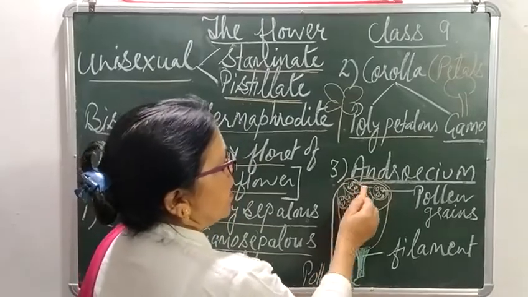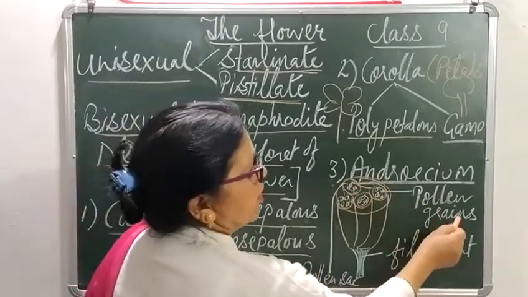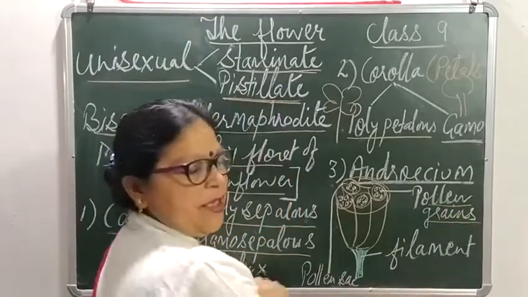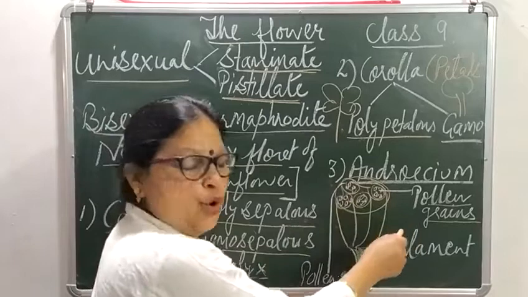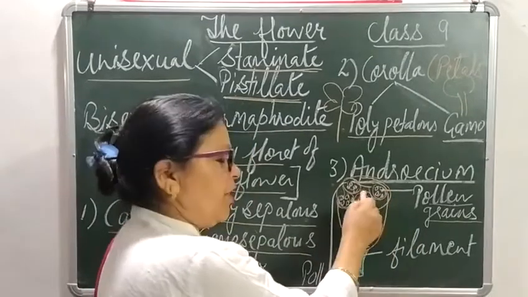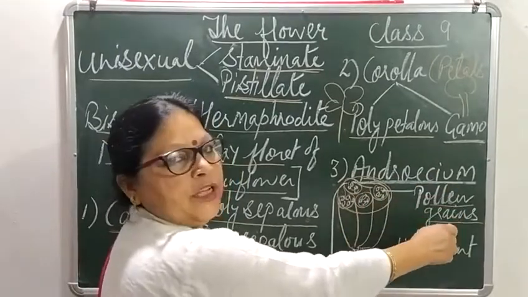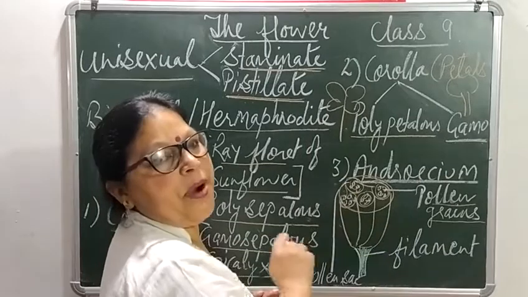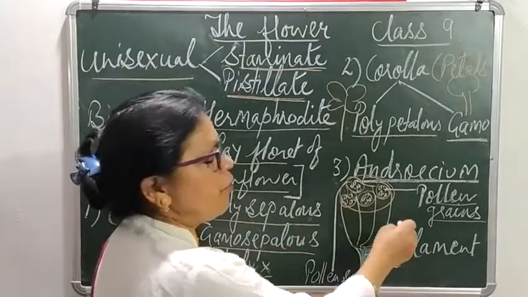And these pollen sacs contain pollen grains inside. These pollen grains are male gametes. When fully matured, this pollen sac will rupture. And when it ruptures, it will be releasing these pollen grains. And these pollen grains then will be transferred to stigma during the process of pollination.